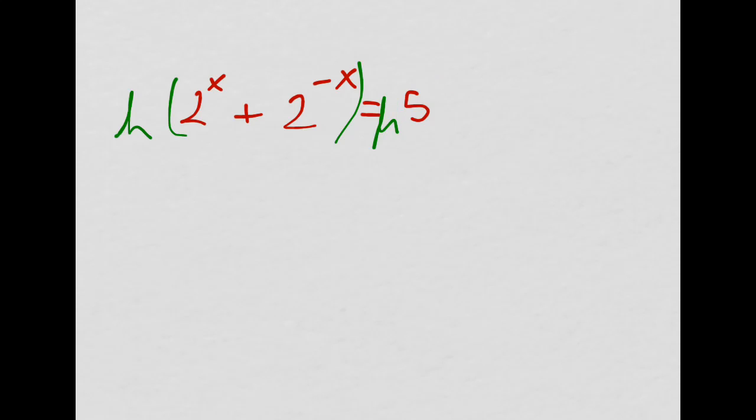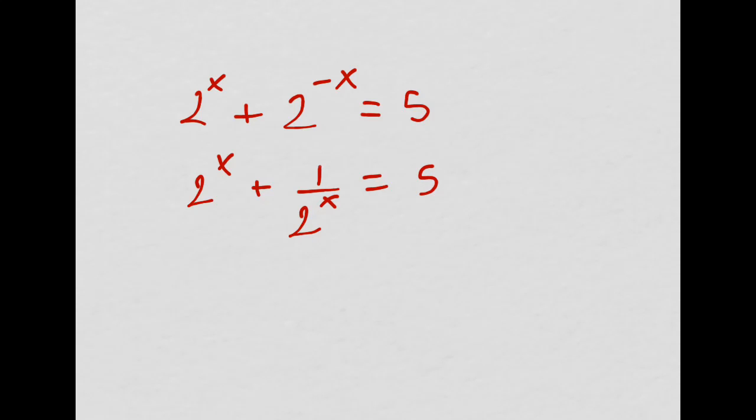So I won't take the natural log of both sides. Then I was thinking, well, what can I do? Well, I could rewrite this: 2 raised to the x plus 1 over 2 to the x equals 5. And then I thought, okay, now I have a fraction. I can clear the fractions by multiplying both sides by the denominator. So I can do this. See if that helps. I mean, that's allowed.